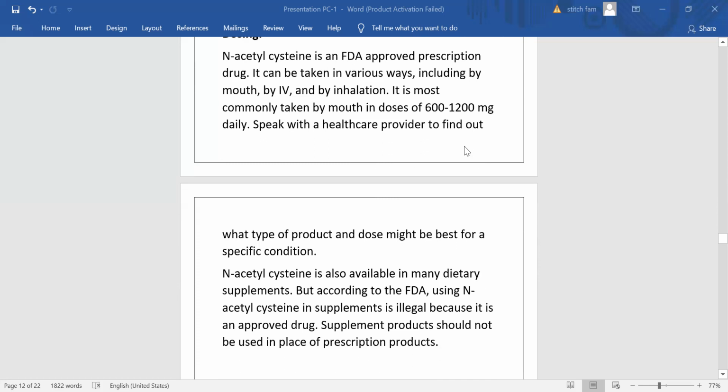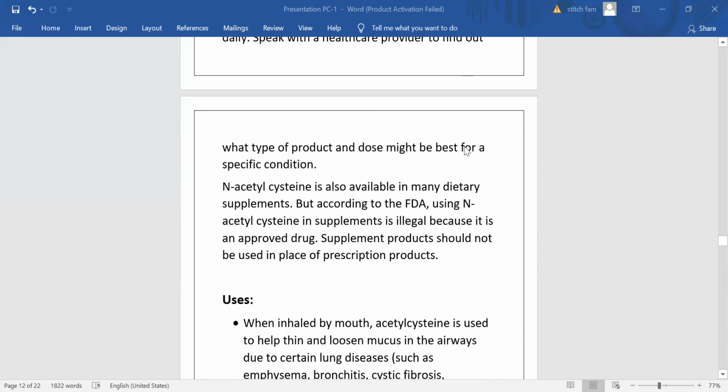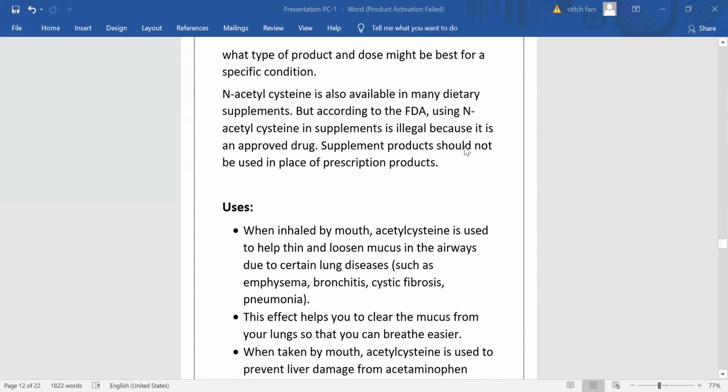And acetylcysteine is also available in many dietary supplements, but according to the FDA, using acetylcysteine in supplements is illegal because it is an approved drug. Supplement products should not be used in place of prescription products.